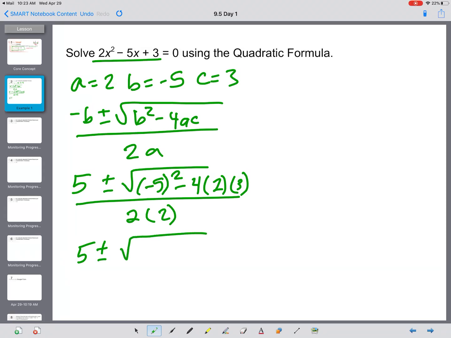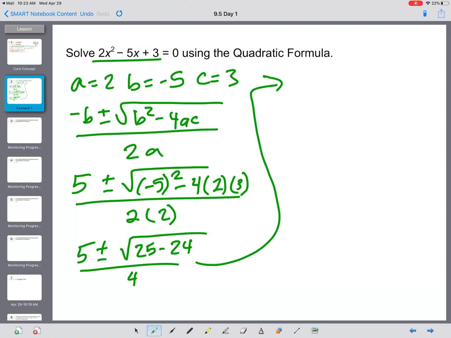Okay. So now we're just going to start to simplify it some. 5 plus or minus. We know that negative 5 squared is 25. 4 times 2 times 3 is 24, all over 4. So that gives me 5 plus or minus 25 minus 24, which is 1, all over 4.